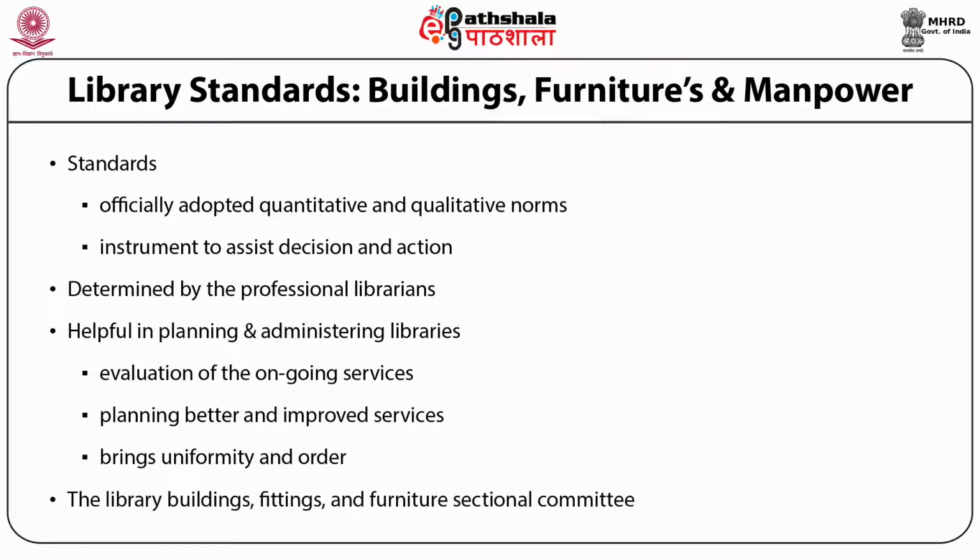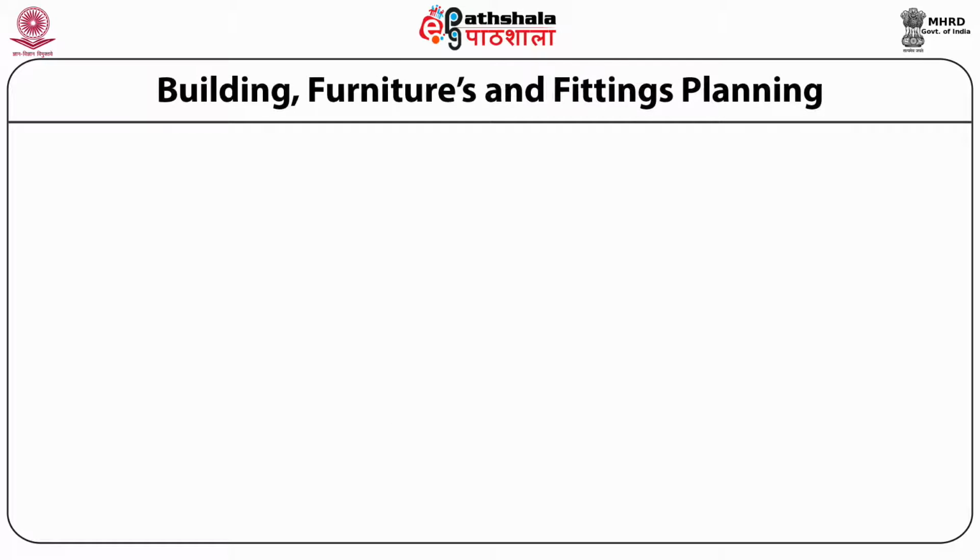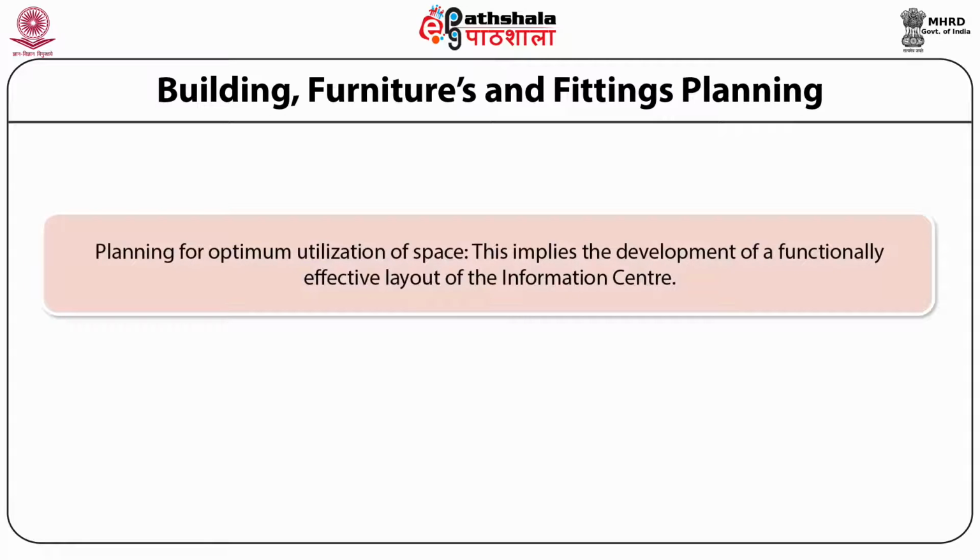So let's start with the stage of planning of libraries or information centers and the use of various standards in these. Now we can see what the standards are for the planning of libraries. Building, furniture and fittings planning. Planning for optimum utilization of space. The mantra should be that no space goes unutilized and effective utilization should be done. This implies the development of a functionally effective layout of the information center.